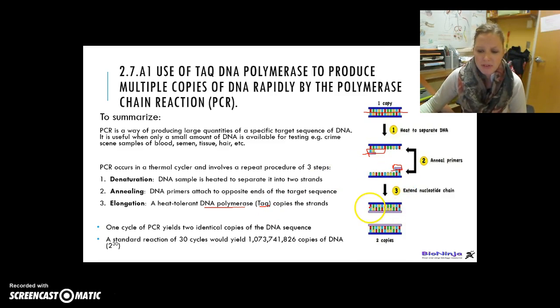So we make a copy of it, and now all of a sudden we make a copy of this one and we make a copy of this one. So now we have 2 complete copies. And then what we do is we repeat the whole thing. We heat it to separate it, we cool it down to attach the primers, and then we extend the nucleotide sequence. And then we do it again and again and again and again.